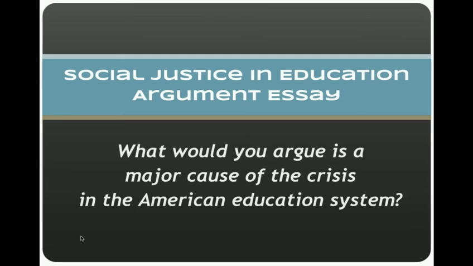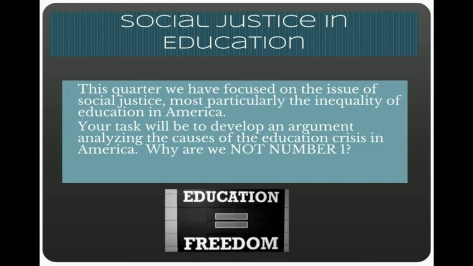All quarter, we've talked about social justice, and most recently, social justice in education, particularly as it related to Animal Farm. Now we're going to have you represent your learning based on this prompt. What would you argue is the major cause of the crisis in the American education system? We've read several articles, we have watched several videos about the crisis, and we really want you to be able to consider what is going on.